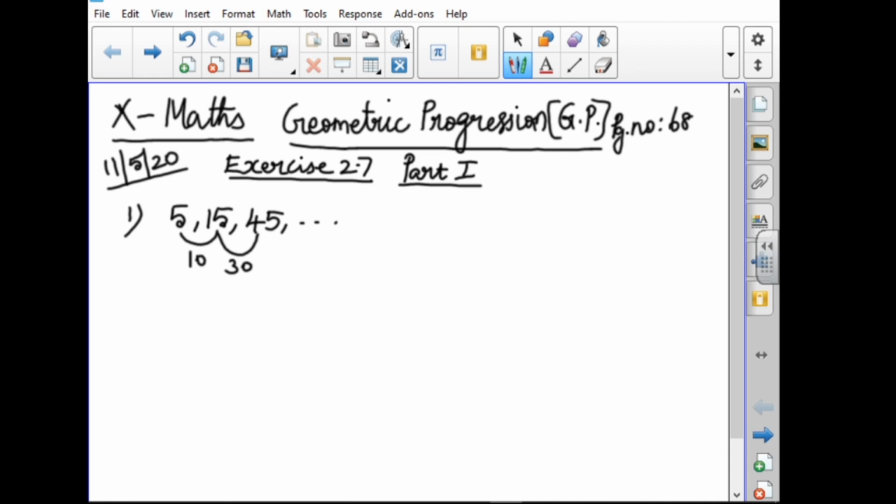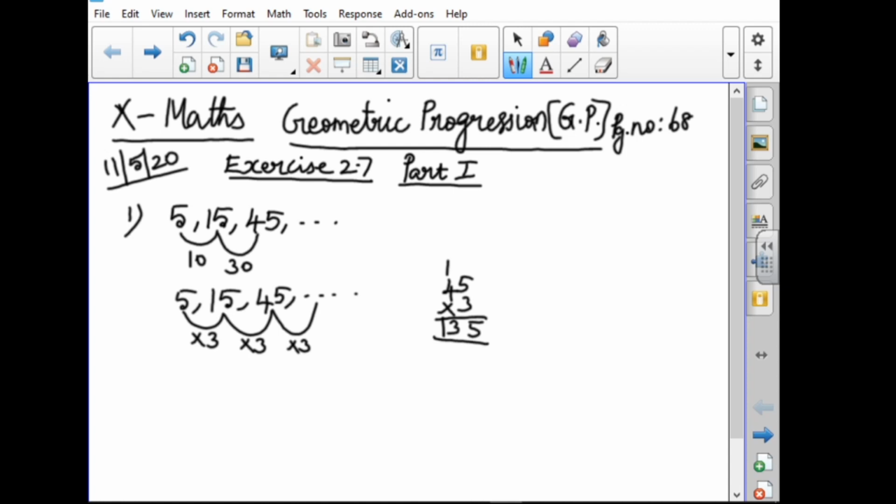So now we have to find some other way. Consider the same sequence 5, 15, 45, etc. By addition or subtraction we cannot get the successive terms. Now we can apply multiplication. 5 into 3 the answer will be 15. 15 into 3 the answer will be 45. To find the next number you have to multiply 45 into 3. 5 3s are 15, remainder 1, 4 3s are 135. So we can find the next term by multiplying the successive terms by 3.